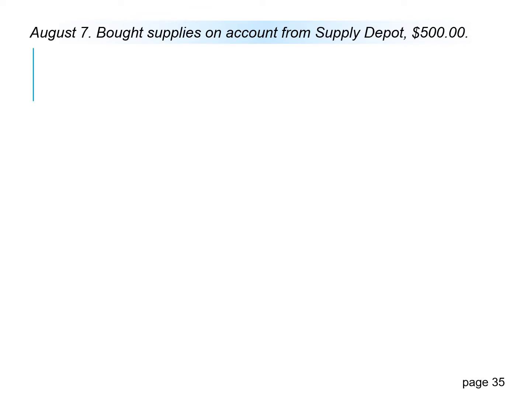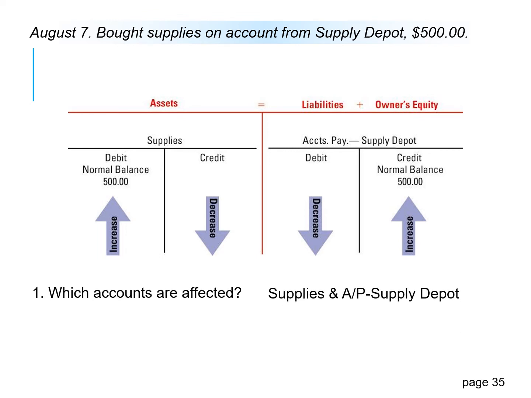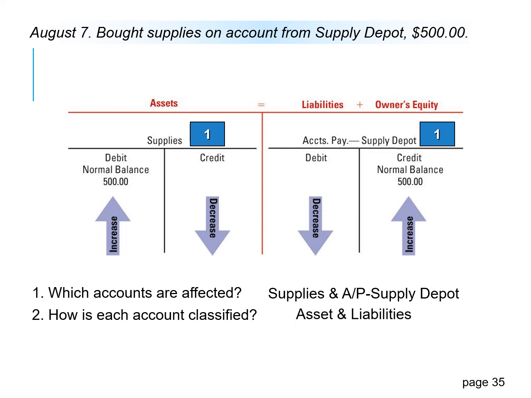August 7th, bought supplies on account from Supply Depot, $500. Which accounts are affected? We bought supplies, so our supplies account is affected, and we bought supplies on account, so our accounts payable, Supply Depot, will be affected. How is each account classified? We know that supplies are classified as assets. Accounts payable is classified as liabilities.